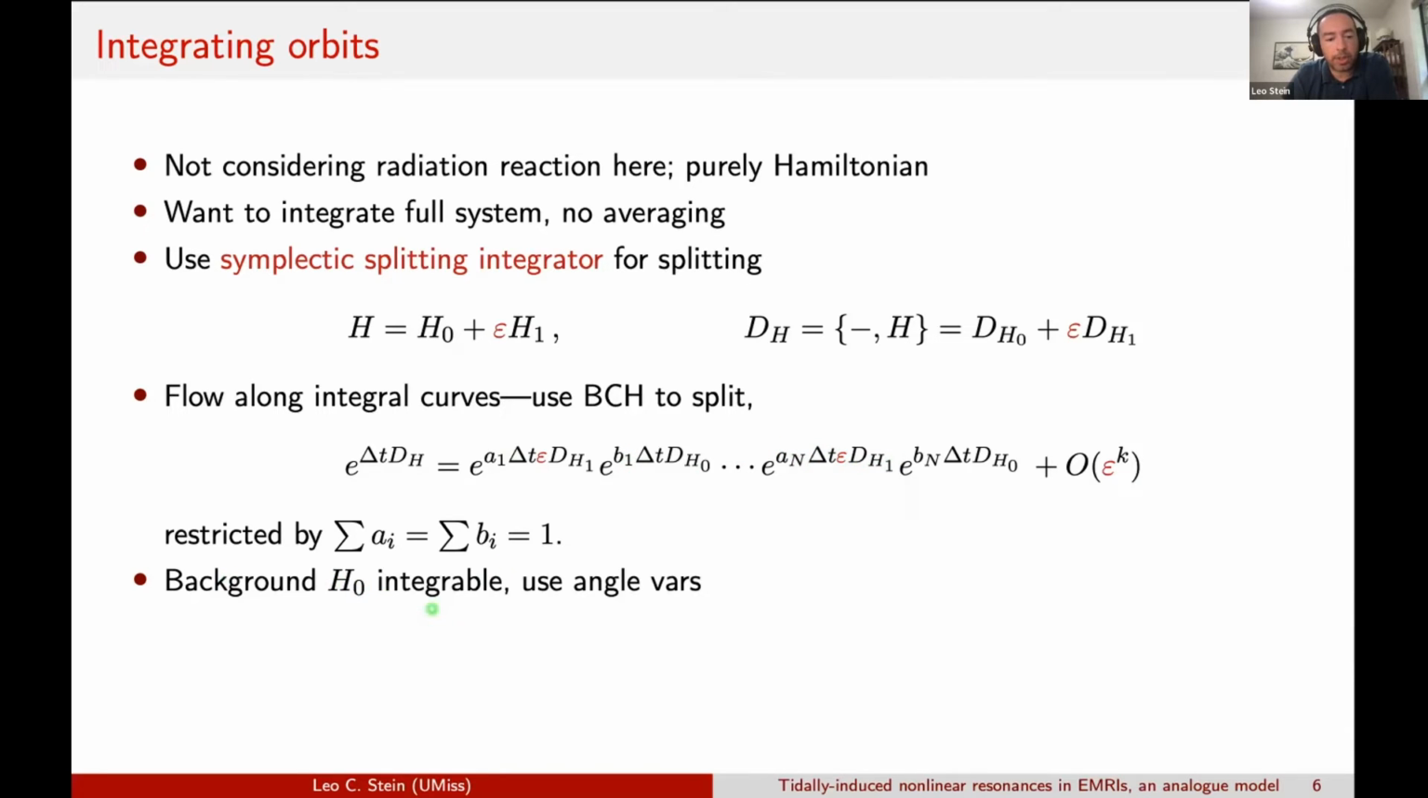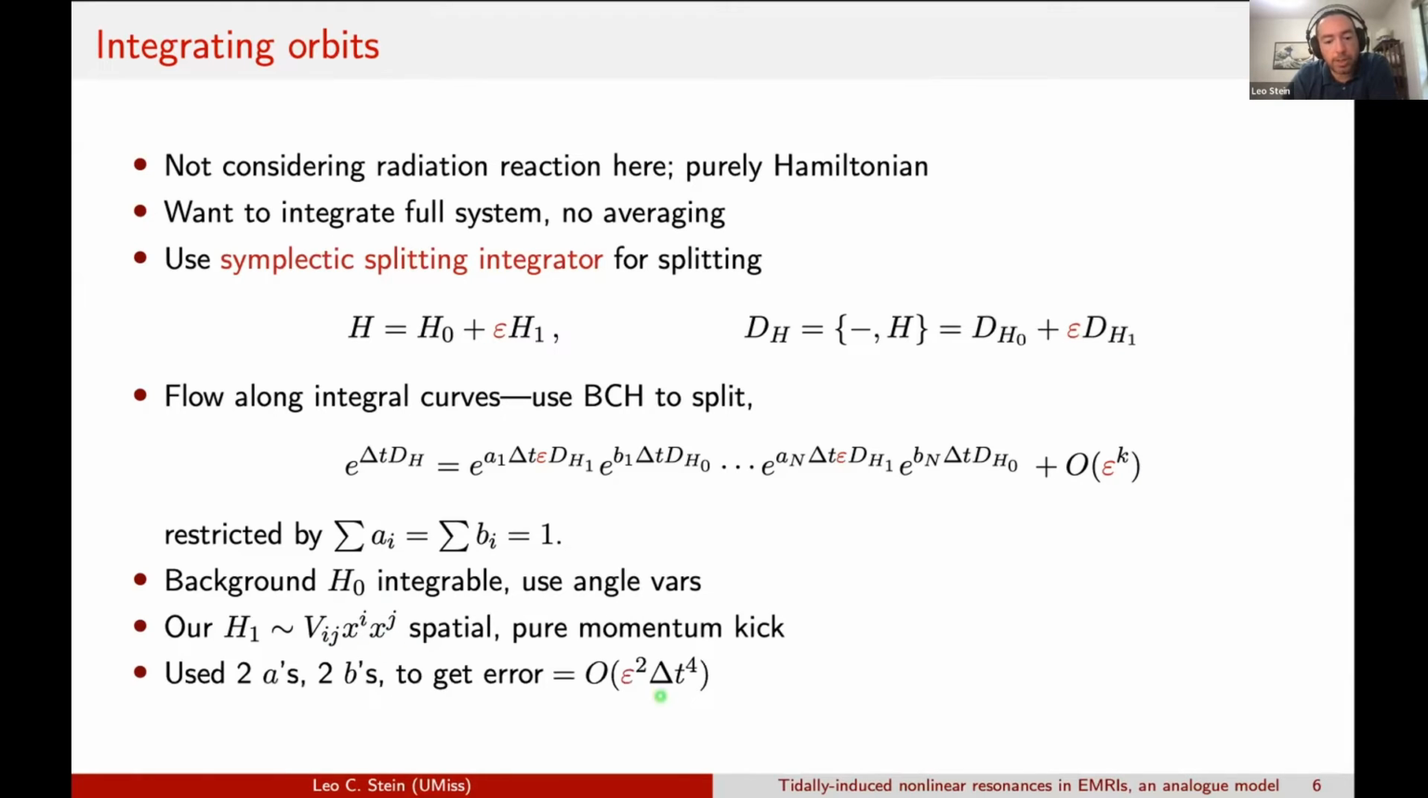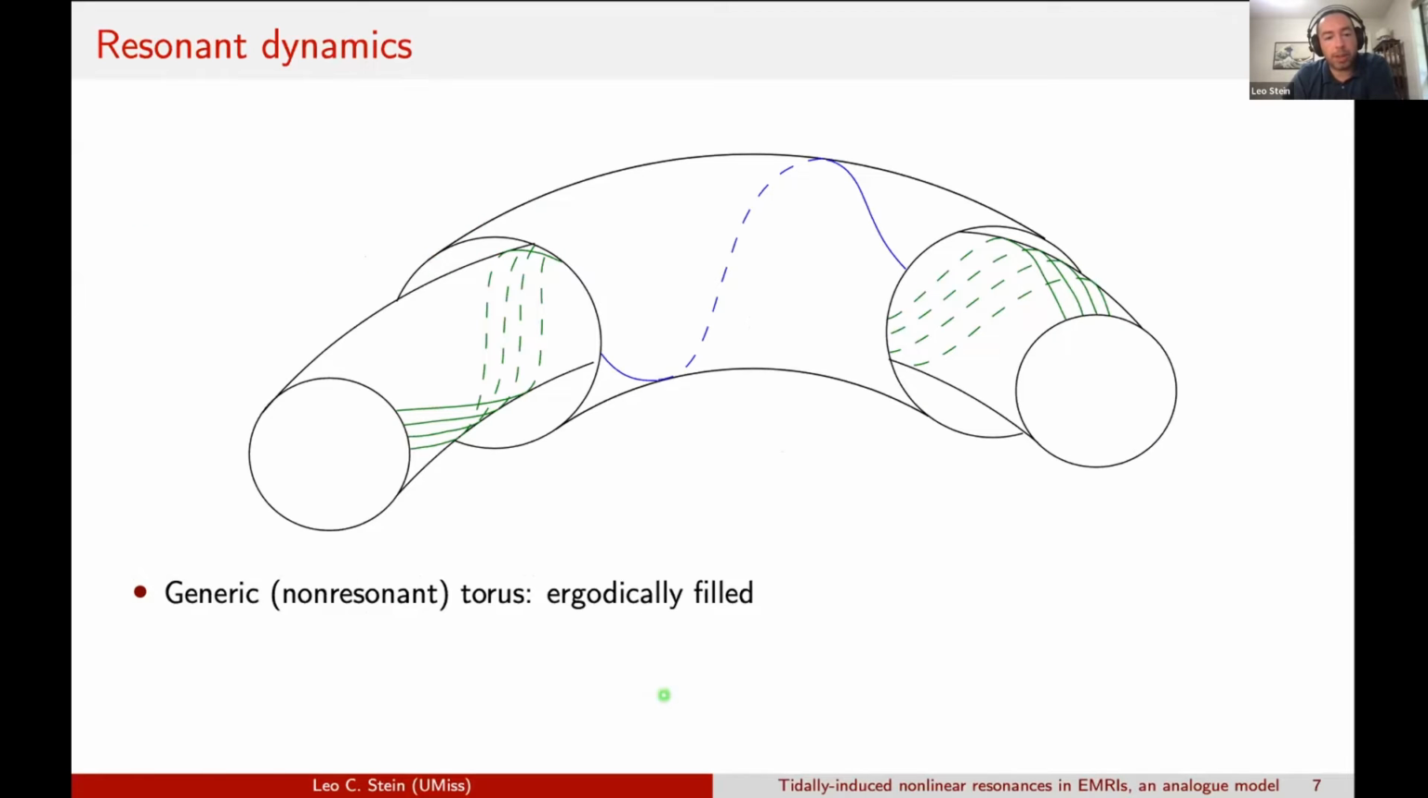And so for us, H0 is the background integrable dynamics where we have analytic solutions, and our H1 is just a purely spatial perturbation, so it's just a momentum kick. So that's also easy to integrate. Okay, let's skip this. So what happens at resonance?